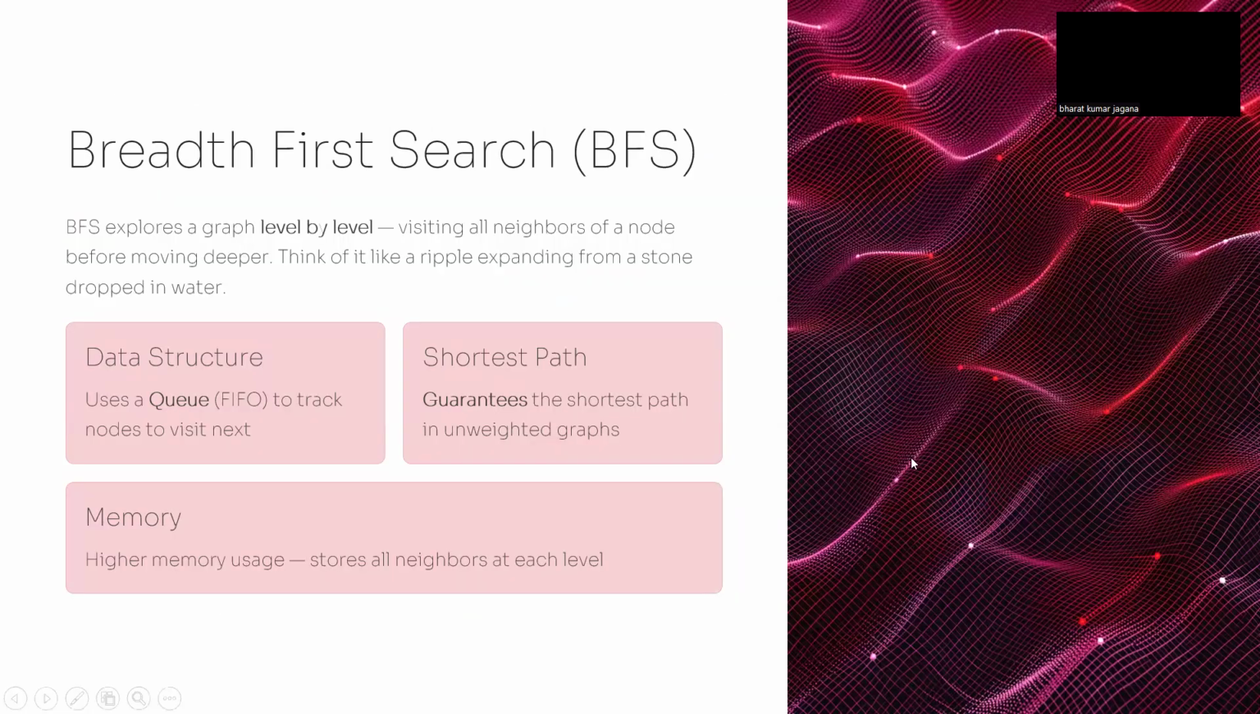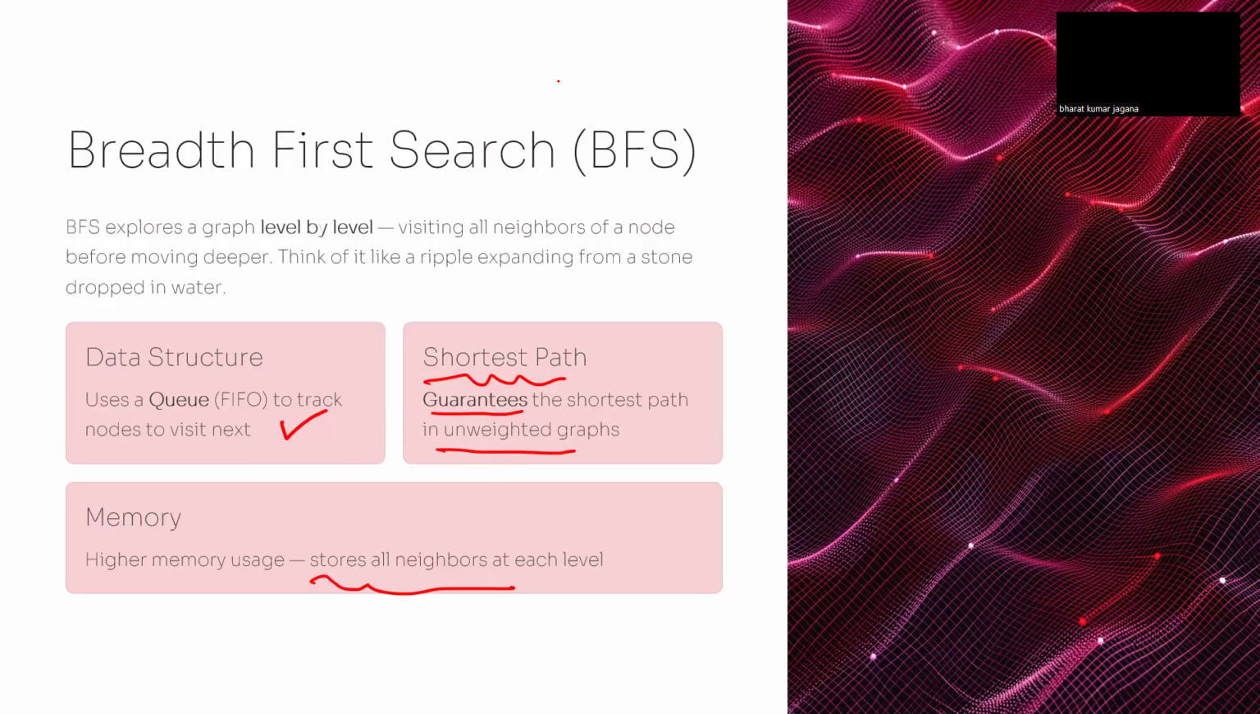Okay, so breadth first search uses a queue as a data structure, and remember, this is a very, very important point, it guarantees the shortest path in unweighted graphs. Forget about the weighted graphs, which we'll study later, but if it is an unweighted graph, it will definitely give you the shortest path. And higher memory usage, why? Because it stores all the neighbors at each level.